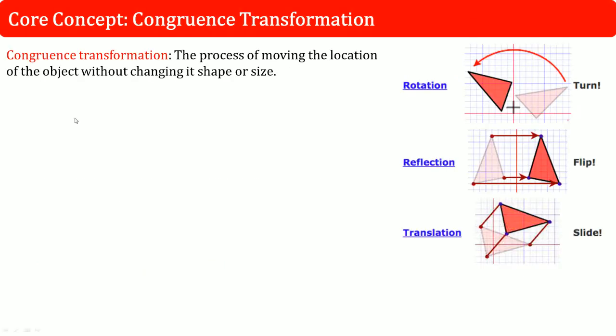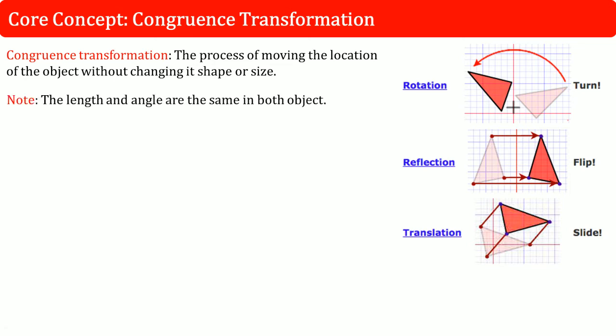The core concept of congruency transformation. Congruency transformation is the process of moving the location of the object without changing its shape or size. A rotation is one of them, where you turn. A reflection is where you flip, and a translation is where you slide. These are your three types of congruency transformation.